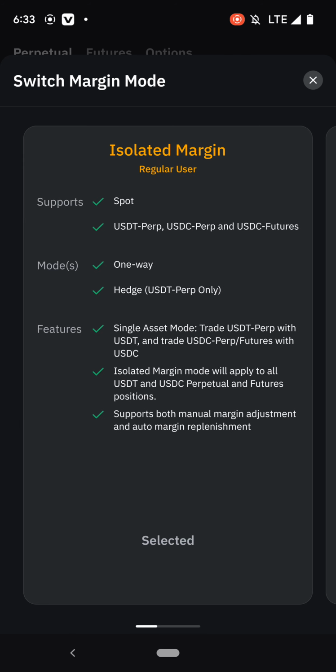Now isolated simply means what you are trading with, that's the margin that you are trading with. When you place a trade with it, in case of liquidation, they will liquidate just that amount that you are trading with. But when you are making profit, you cannot use that profit to enter another trade.